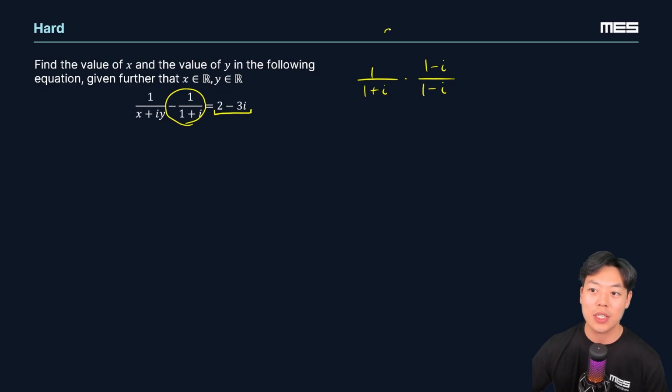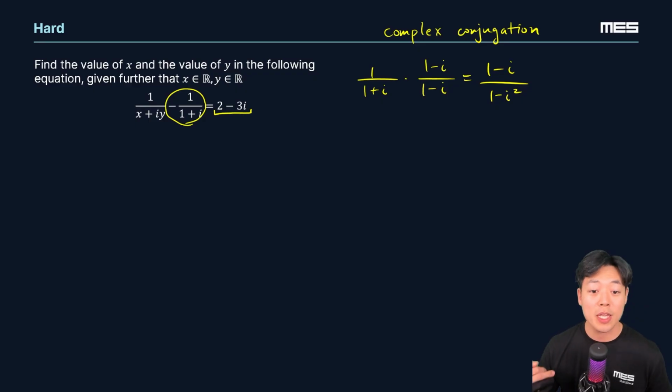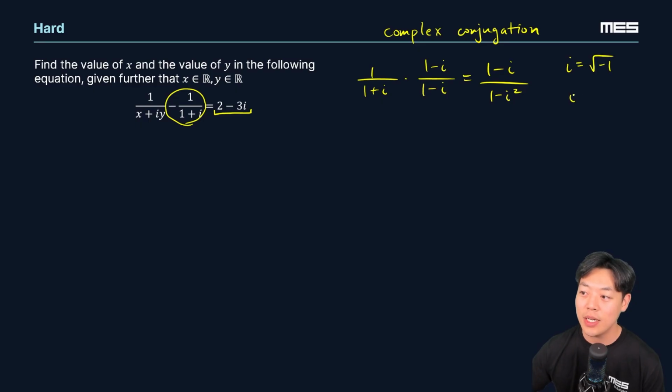This is also called complex conjugation. Once we do this, we'll get 1 minus i on top and 1 minus i squared. We're using the power of difference of squares here. So 1 minus i squared, reminder that i is equal to the square root of negative 1. So i squared is equal to negative 1. On the bottom here, we now have a 2, since negative times a negative 1 is positive 1, 1 plus 1 is 2.